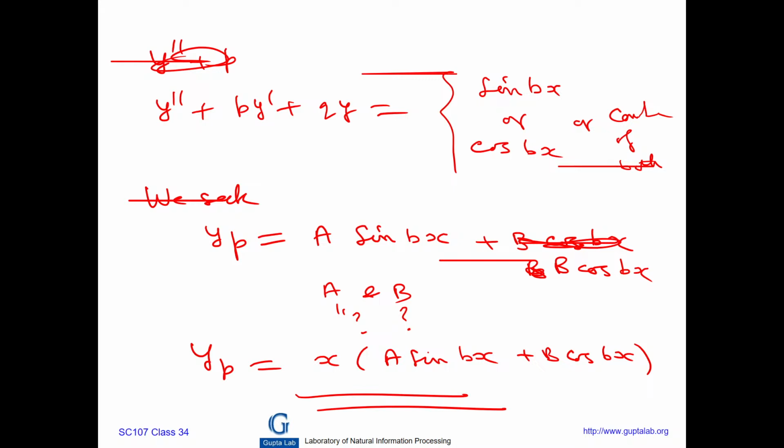Okay, so let us take an example. एक example कर लेते हैं, it will be clear to you. y double dash plus y is equal to sin x. इस इक्वेशन को सॉल्व करना है. नॉन होमोजेनियस सेकंड ऑर्डर डिफरेंशियल इक्वेशन है, लीनियर है, कांस्टेंट कोफिशिएंट है, राइट हैंड साइड में sin x है, राइट?